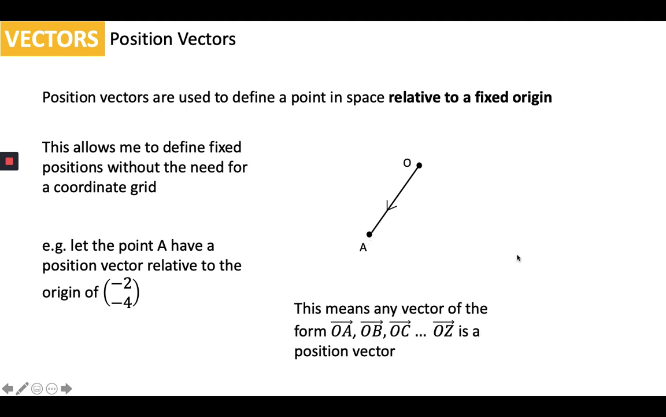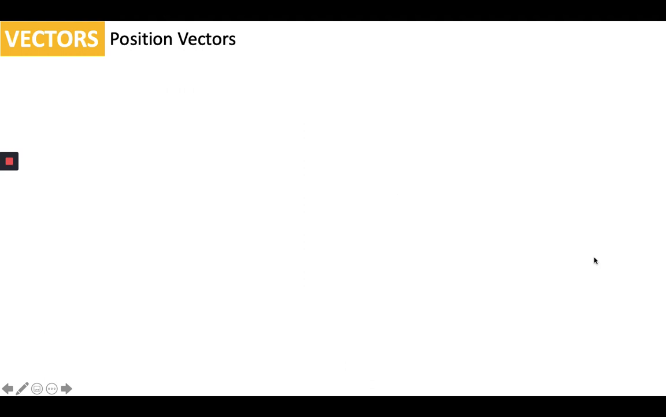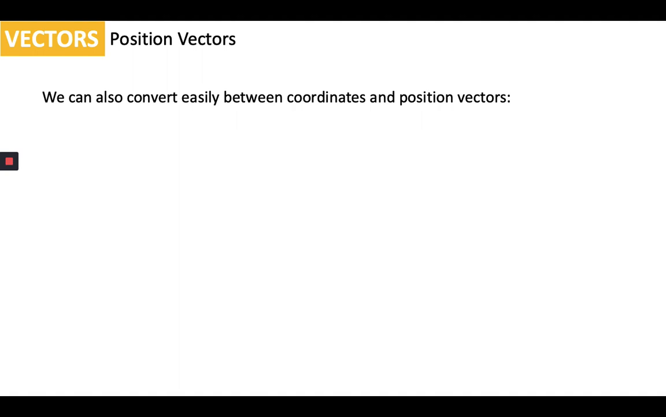And any vector which comes in that form, OA, OB, OC, all the way to OZ, is usually a position vector, okay? Where O is our origin. So that's usually a position vector. If you see this, then we're talking usually about a position vector. And these can be really useful for us. So I can use it to define specific coordinates.